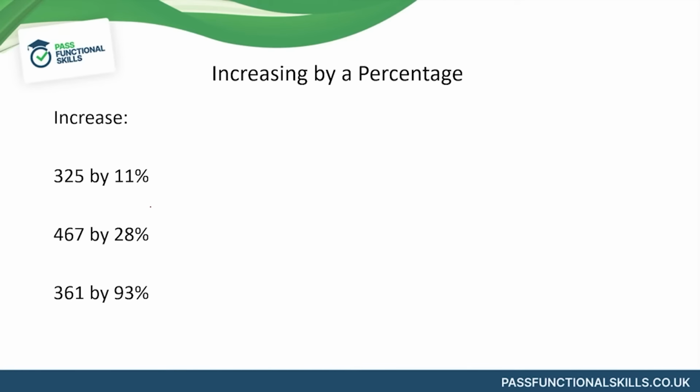Now, if we're increasing by 11%, this is quite a horrible number. So think back to multipliers. If I said, what is 11% of 325? The calculation would be 0.11 times 325. So you could do that calculation and then add it on to 325.